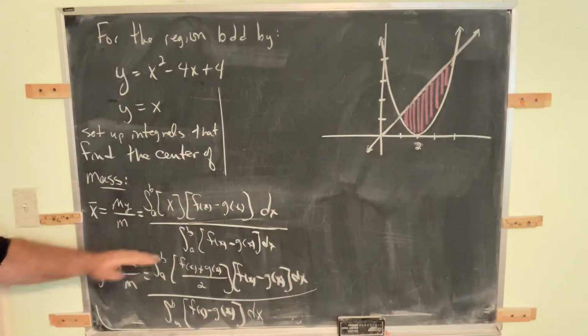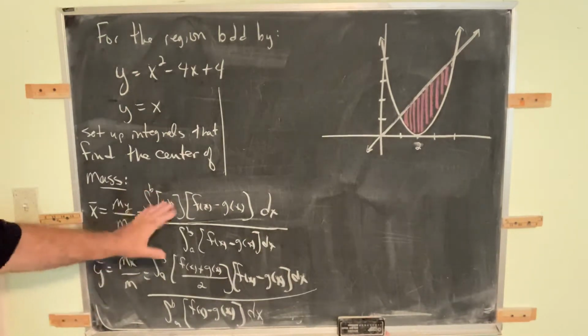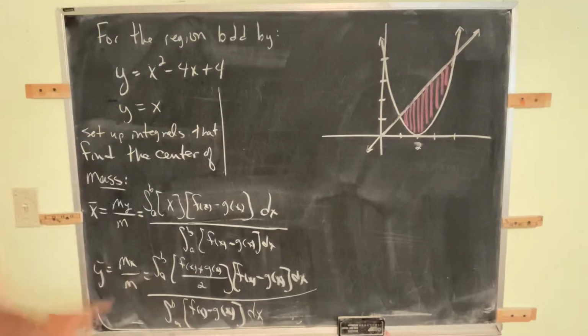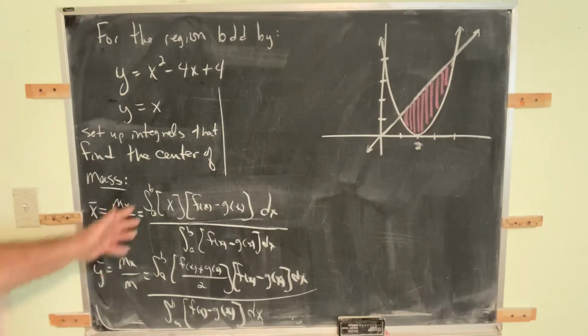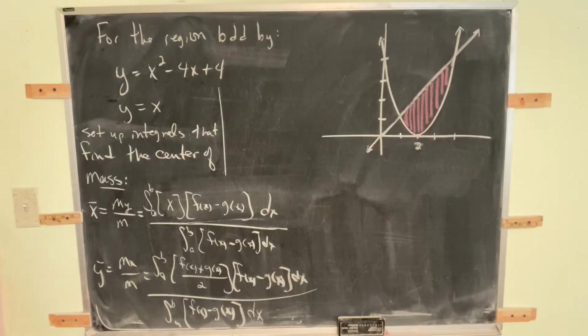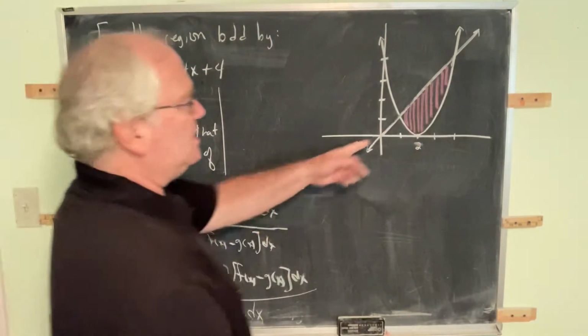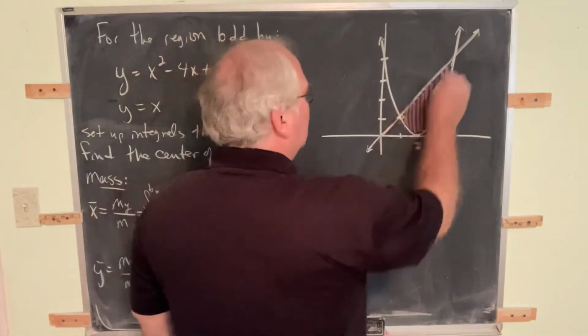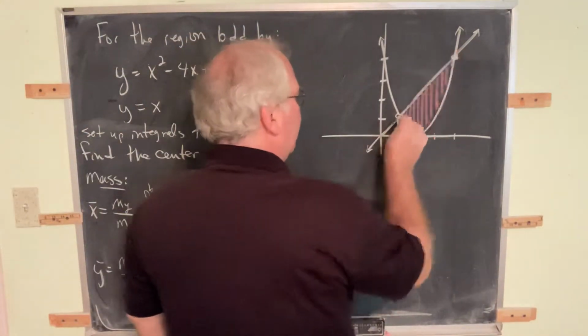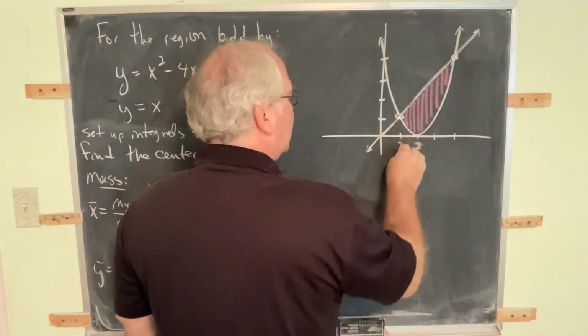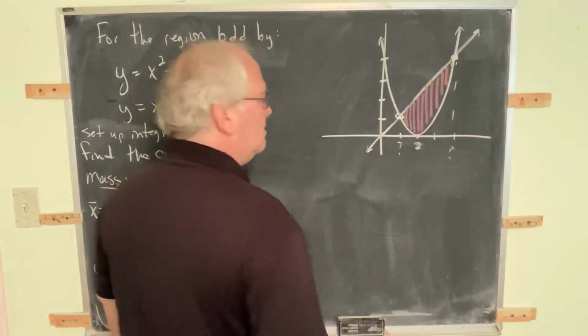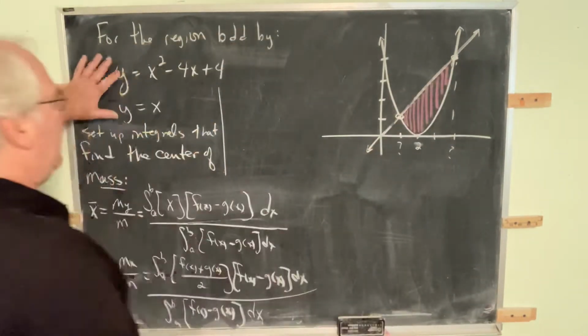It's the same structure as we've had before. What we need to do is take those specifics and plug them into the specifics here, and then set up the integral that finds it, and then if we wanted to, we could actually evaluate the integral. First, we need to find the limits of integration. We need to find this value and this value. Those are the points where the two graphs intersect.